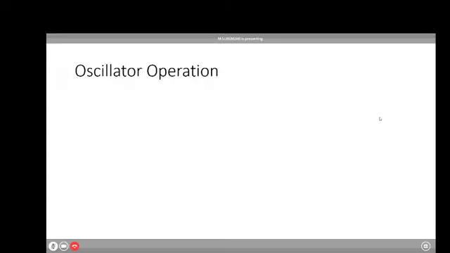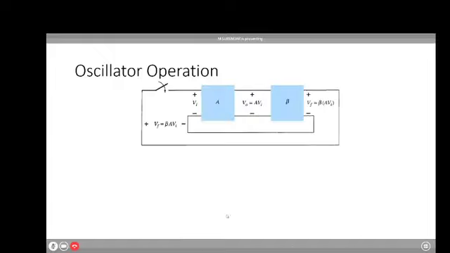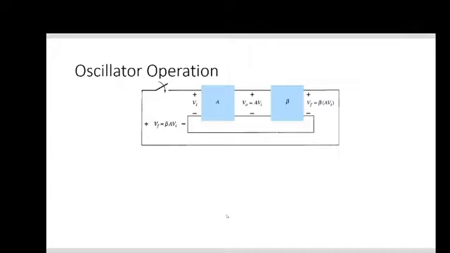Because without an input, how can a circuit give output? I am not giving any input. How can a system give output? That's a natural question that arises whenever we discuss an oscillator. For that we consider this circuit. Whatever I'm discussing, most of it is taken from the Robert Boylestad book. This diagram is available in the Boylestad book. Either you refer to the Boylestad book or just refer to my slides.